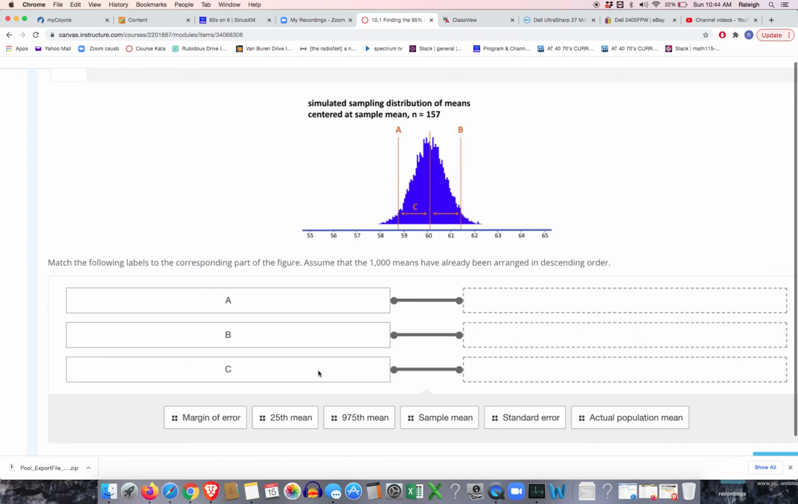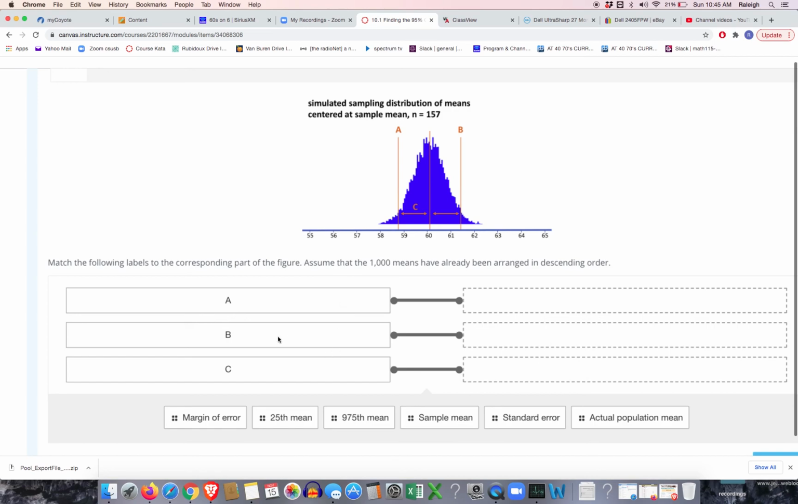So match the following labels to the corresponding part of the figure. Assume that the 1,000 means have already been arranged in descending order. So for part A, we see that that would be way over here, and remember it's in descending order. So that was number 1 here, number 1,000 over here. So going this way, A is actually the 975th mean. That's easy to mess up. It is going kind of backwards. They decided to go that way instead of a different way.